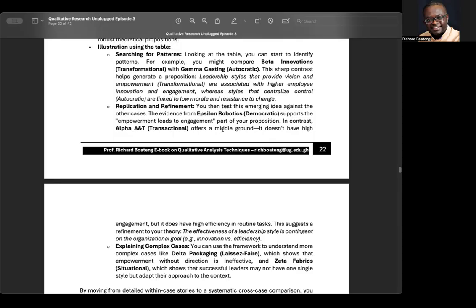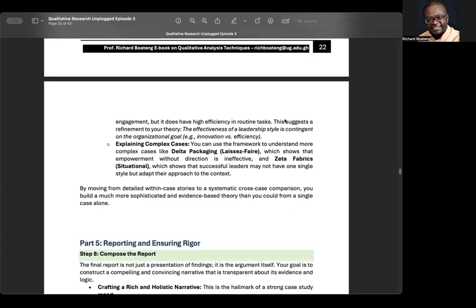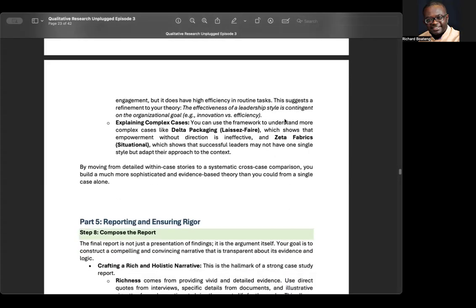Adding nuance. Exactly. You also use the framework to understand the more complex cases, like Delta Packaging. Laissez-faire, maybe showing empowerment without clear direction is ineffective. Or Zeta Fabrics. Situational, perhaps suggesting successful leaders adapt their approach based on context. By systematically moving from those detailed within-case stories to this structured cross-case comparison, looking for patterns and explaining variations, you build a much more sophisticated, nuanced, and strongly evidence-based theory than you could ever get from just one case. It's a powerful analytical strategy.